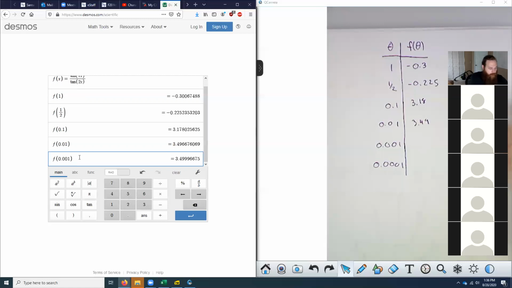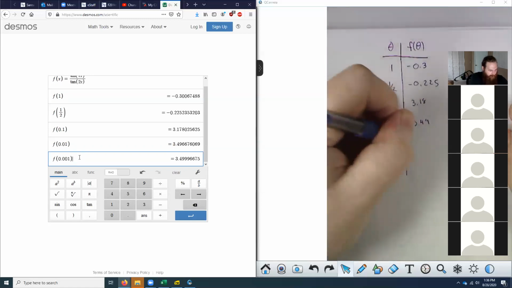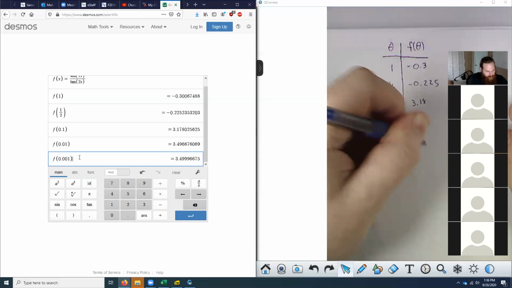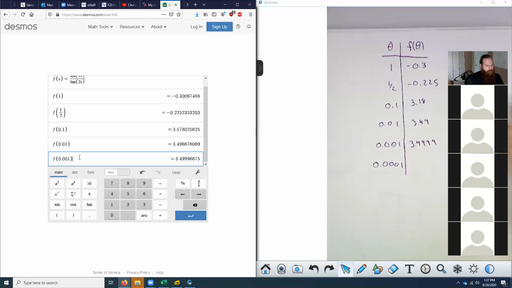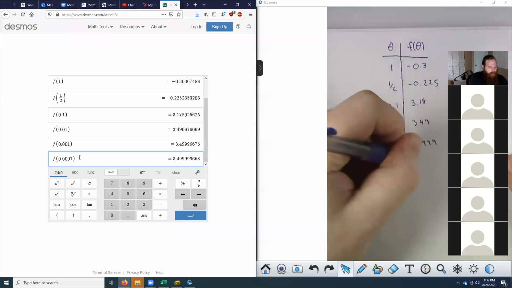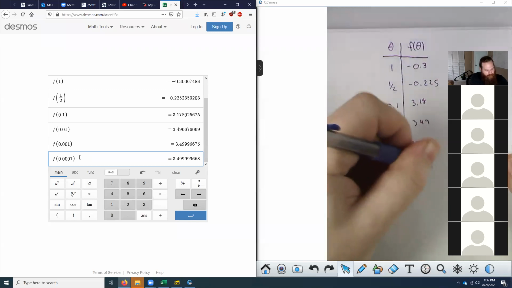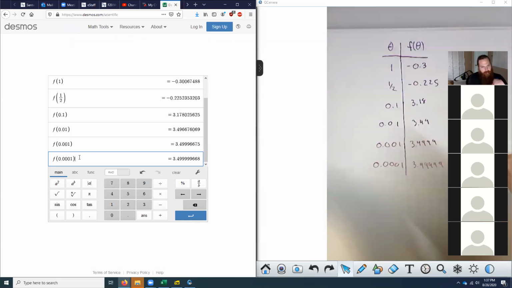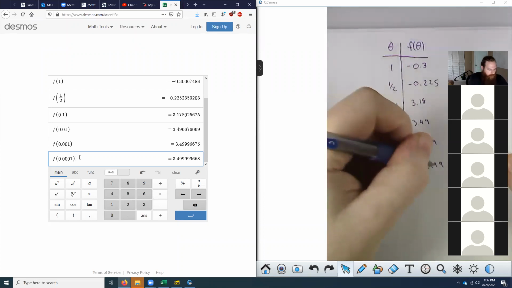Then 3.4999. Then 3.499999. We got 1, 2, 3, 4, 5 nines.